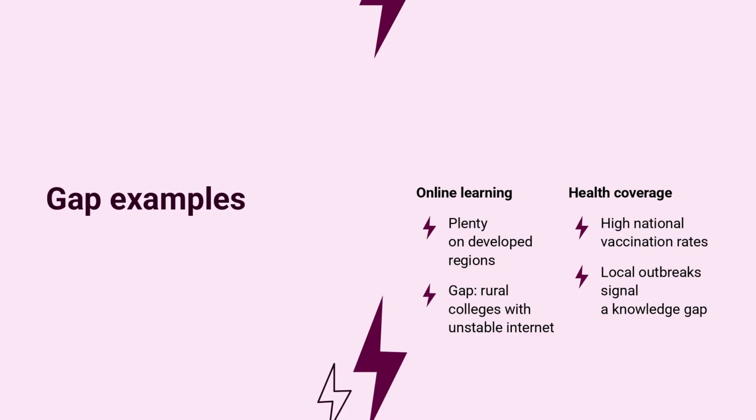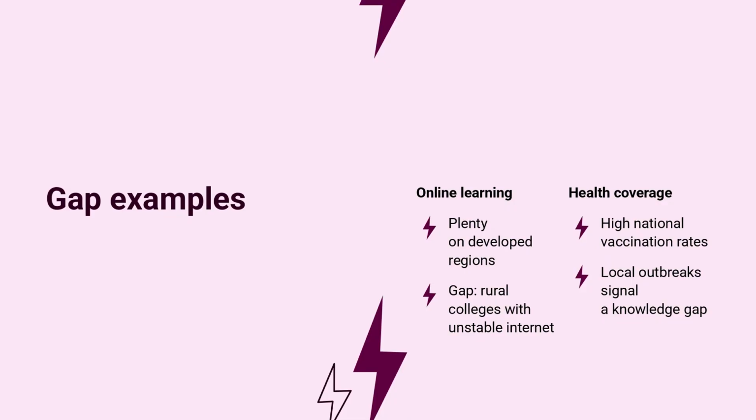Another simple example, if government health reports show that vaccination coverage is high nationally, but local clinics still experience outbreaks, there's a gap worth investigating. Why do the statistics not match the local reality? That's a research problem. Research begins when you identify such a gap that needs to be examined systematically.